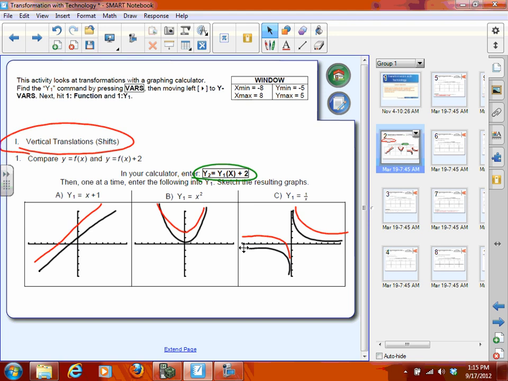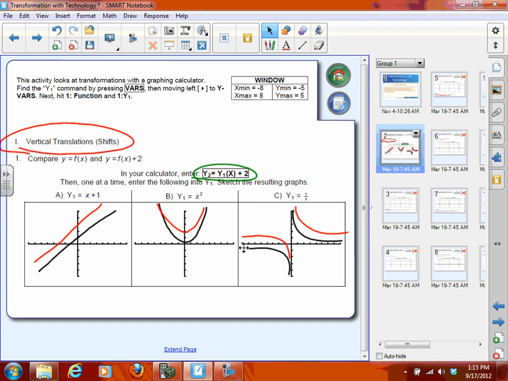So now that we've done three different graphs, what is it doing to our first function? It's moving it what? It's moving our graph up to you. So all it's doing is taking each of these graphs and moving it up to you. And what's causing that moving up is that plus 2 that you see there. And we talked about that already, right?